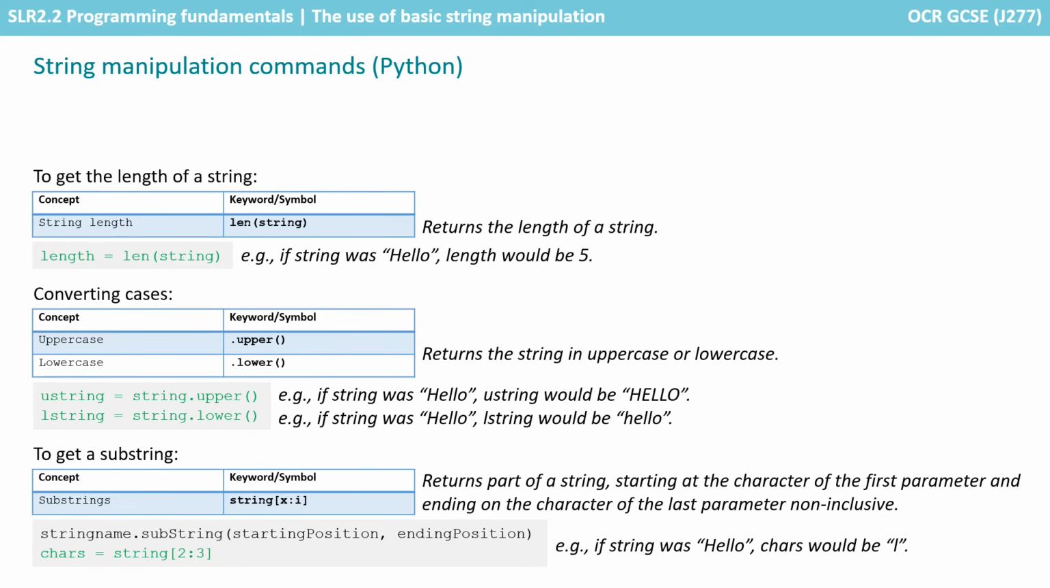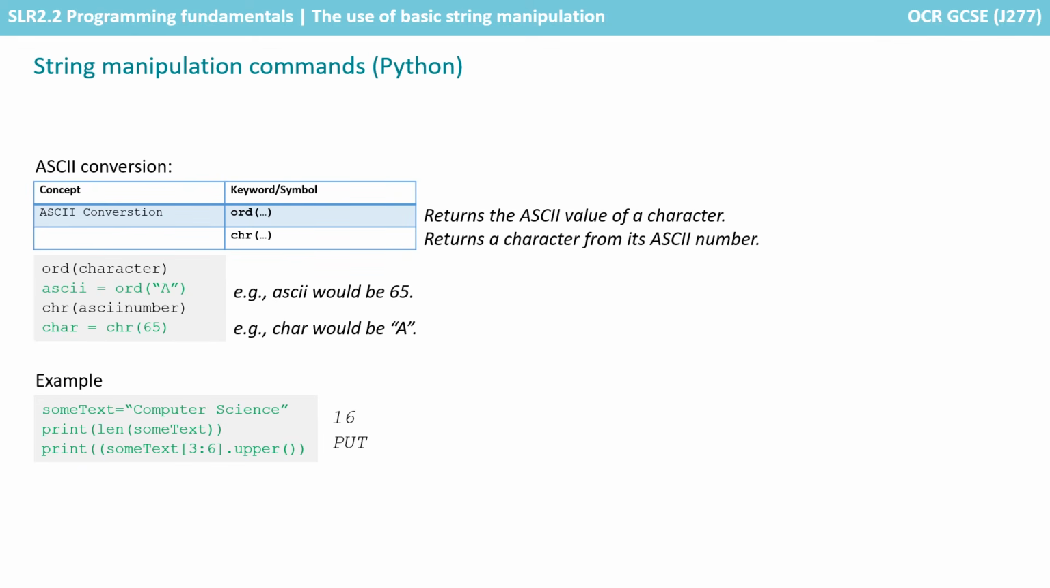The substring command is subtly different. Here we provide a string and then we use square brackets and we provide two parameters separated by a colon. The first parameter indicates the starting character of the string, and this is 0 indexed, so the number 2 here would actually be the third character in the string. And then the second parameter is the end of the string you want to return, non-inclusively. So if our string was hello, then string open square brackets 2:3 close square brackets would return L. And then the ASCII conversion is very similar, apart from it's lowercase characters in Python and not uppercase, and it's ord to return the ASCII value, not ASC. Otherwise it performs exactly the same.